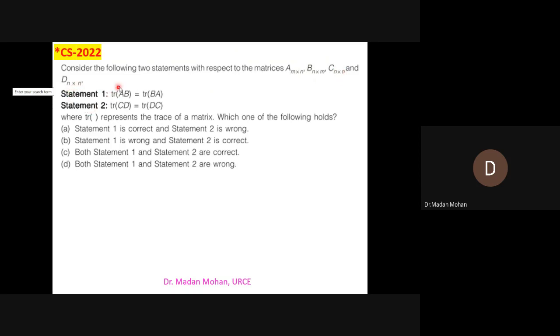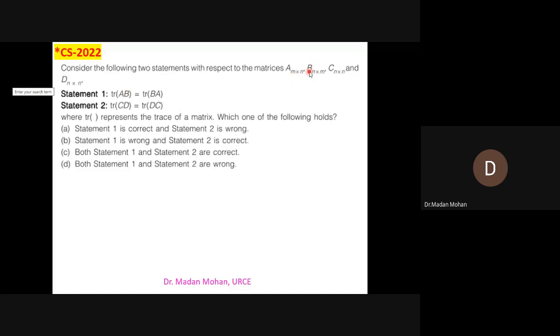But here, trace of AB, A into B, what is the order of AB? A is M cross N, B is N cross M, so AB is M cross M. So it is a square matrix of order M. So I can use the word trace on AB because AB is a square matrix.